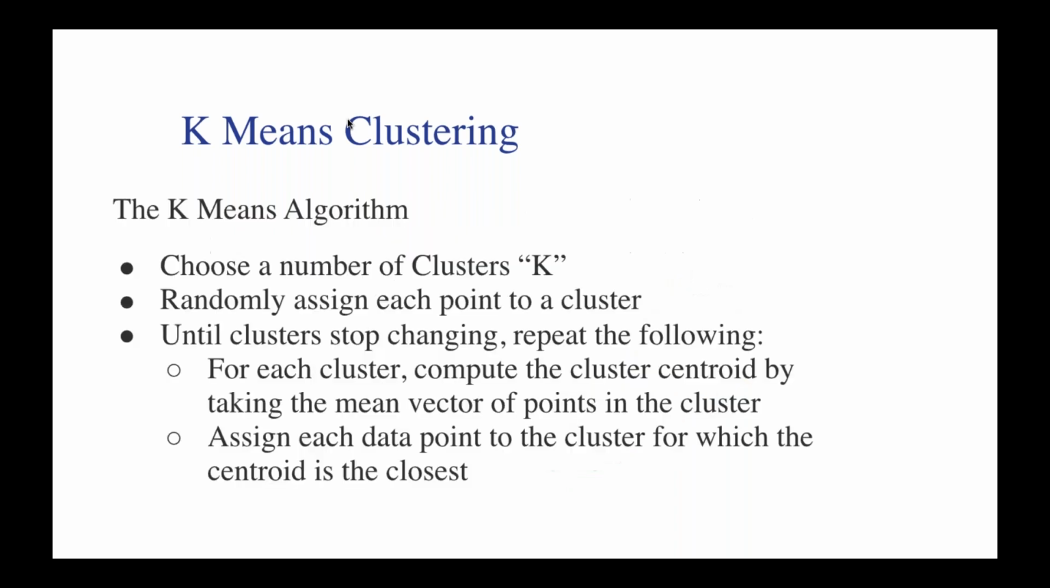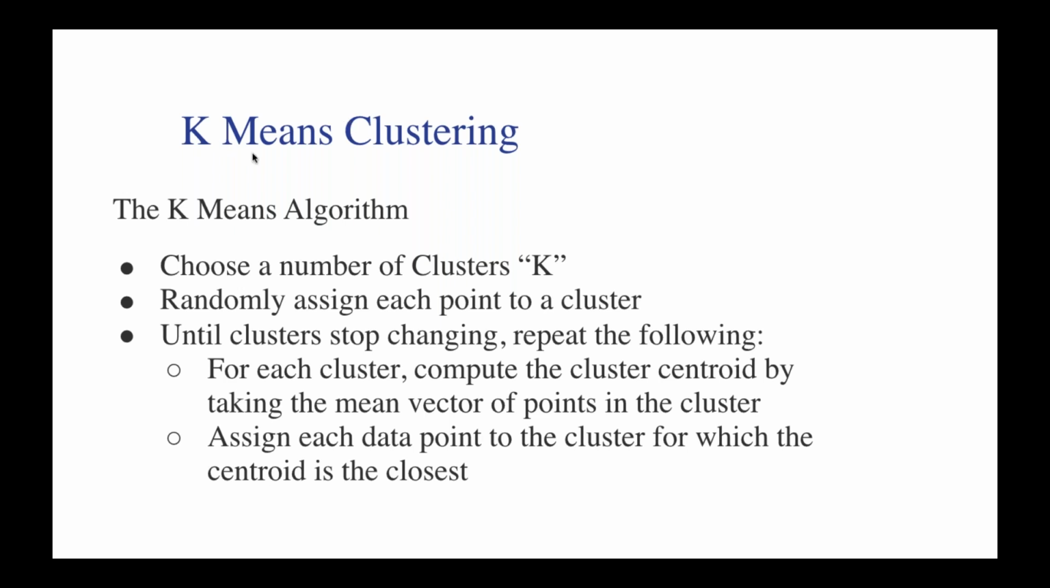Okay, so now how does the algorithm work? Step number one, choose a number of clusters k. What is k here? In k-means, k is nothing but the number of clusters. How many clusters do you want? 2 clusters, 3, 5, 10, how many clusters do you want? That is the key value.